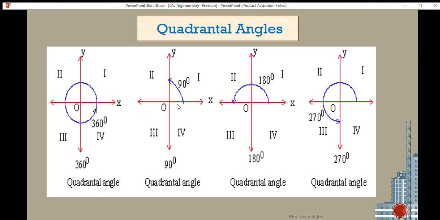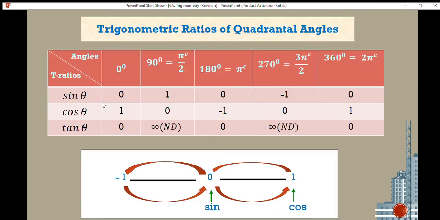The next thing you have to remember is the quadrantal angles. The quadrantal angle means the angle which varies from quadrant to quadrant. So 90, 180, 270, 360 and so on. Add 90, 90, 90 every time. So 90 is a quadrantal angle, 180 is a quadrantal angle, 270 is one more quadrantal angle, 360 is the fourth quadrantal angle.